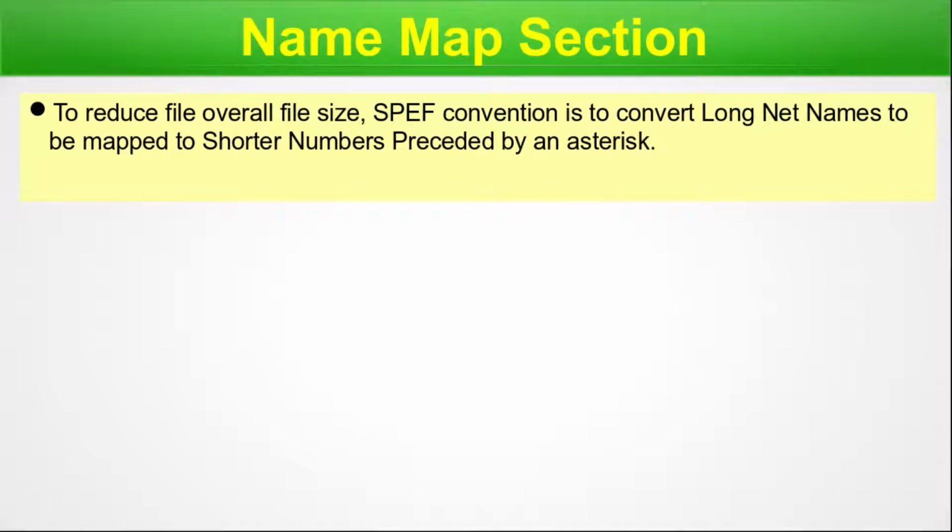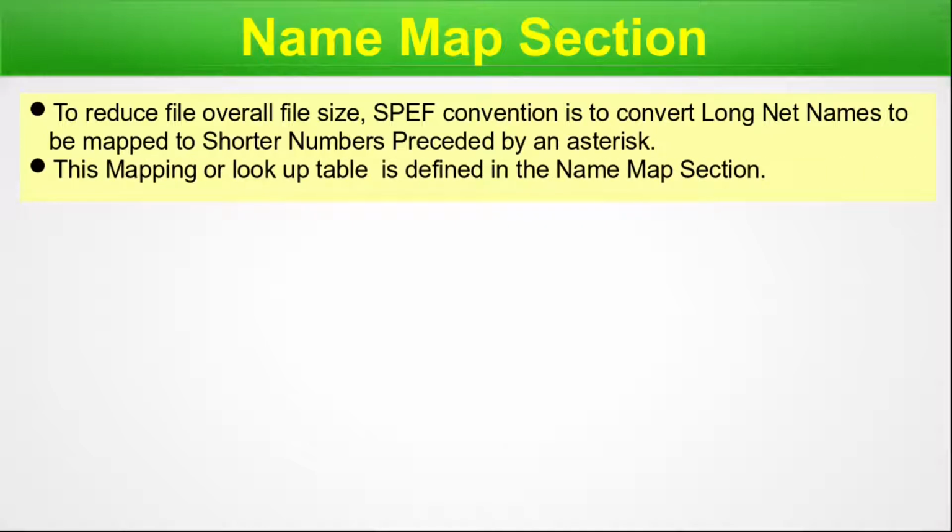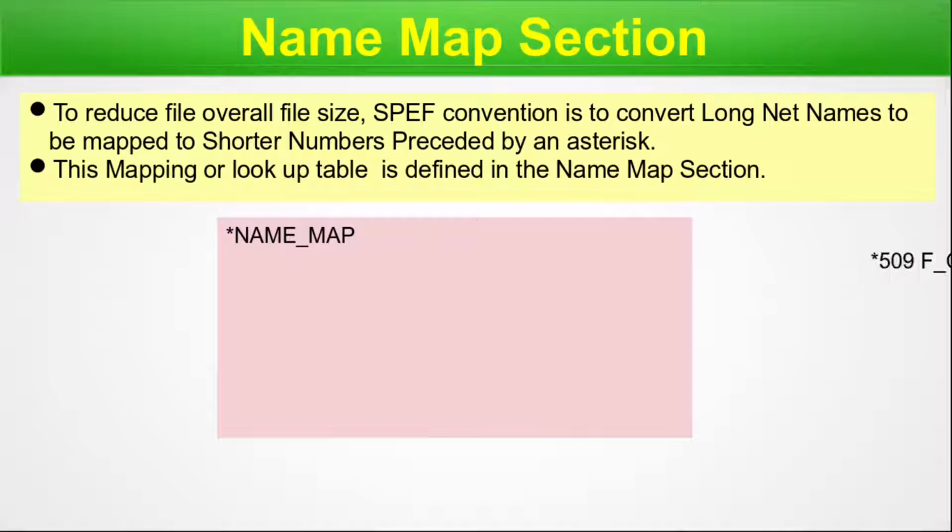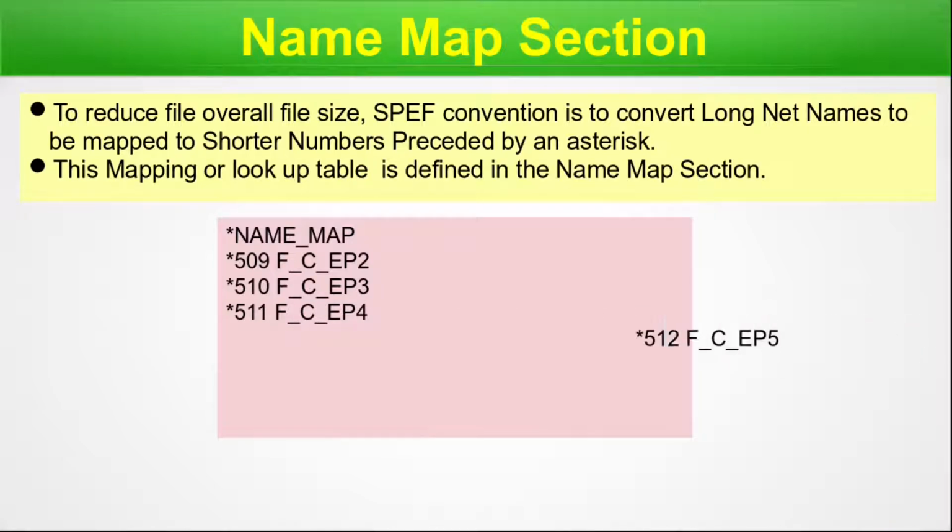To reduce the overall file size, SPEF convention is to map the long names of the nets to shorter numbers preceded by an asterisk. The mapping or lookup table is defined in the name map section. Here goes our example. Start, then in all caps the NAME_MAP starts the section. Next comes 509, the mapping number, and the actual net name here is F_C_EP2. Similarly, we have the other mapping numbers for all the subsequent nets.